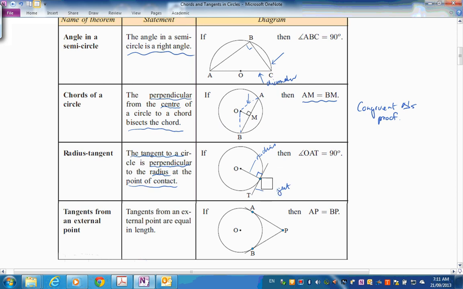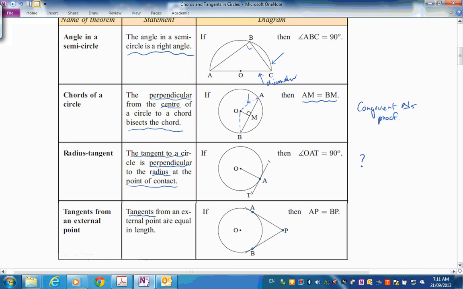Do you believe it? Could you prove it? What would you do to prove something like that? Could you use congruent triangles again? Don't know. We could take points out here and try to draw two triangles. You might have to think about a proof for that one. Okay, what about the last one?